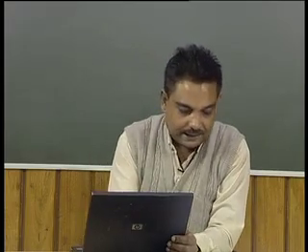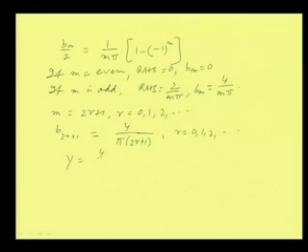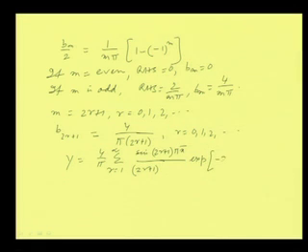So, we get the solution to be y equals 4 by pi, summation over r equals 1 to infinity, of sin of 2r plus 1 into pi x bar divided by 2r plus 1, times exponential of minus 2r plus 1 whole square into pi square into tau.